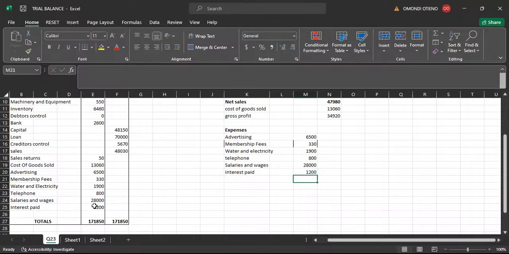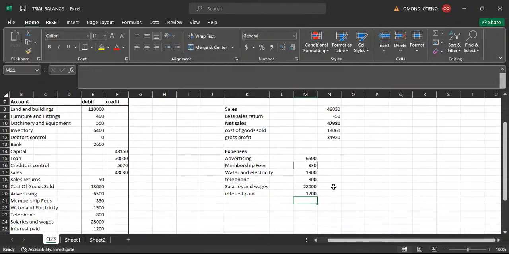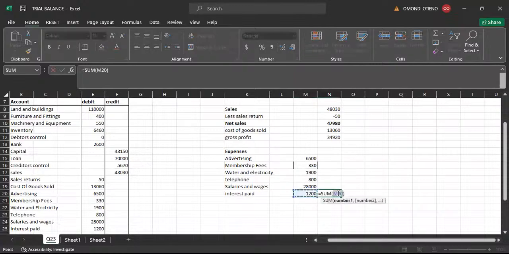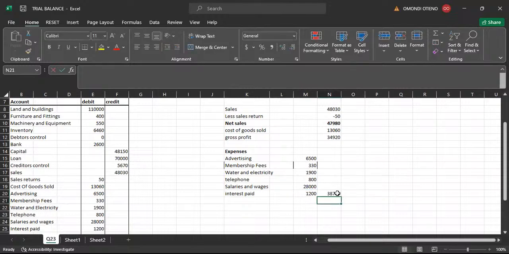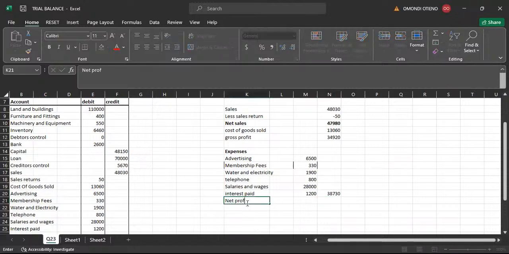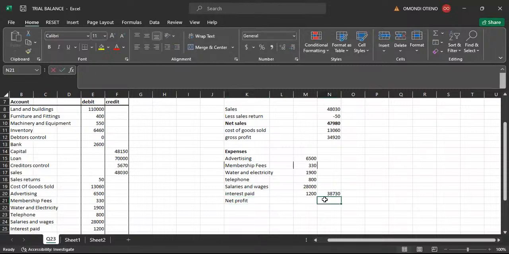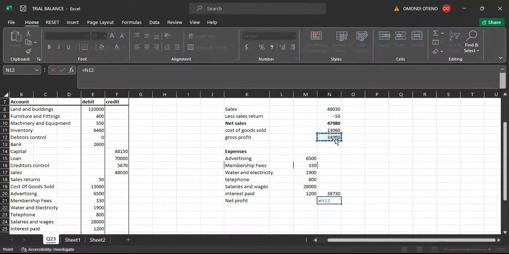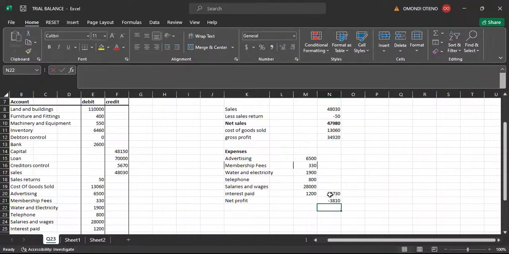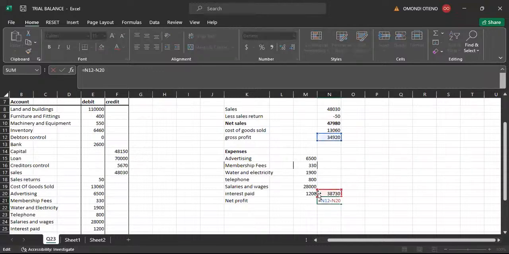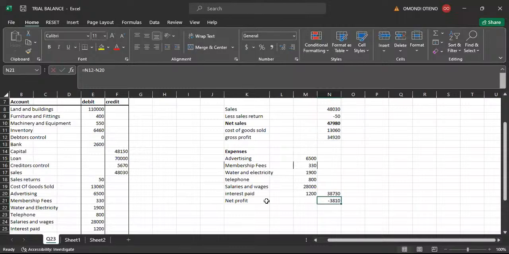So once we have the interest paid, do we have any other expense that we've left out? Believing that there is none, we can get the summation of these expenses. And then from there, we are able to get our net profit. Net profit is equivalent to gross profit less interest paid, less total expenses. So we have it there as our net profit.